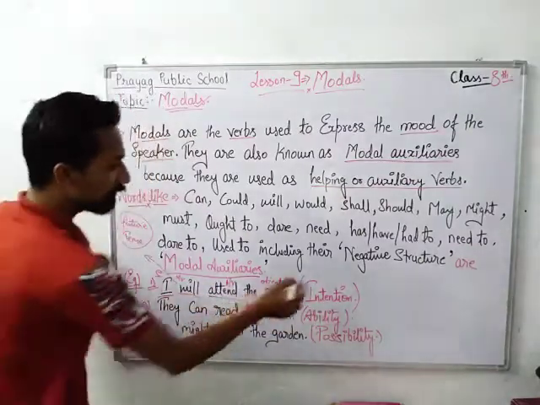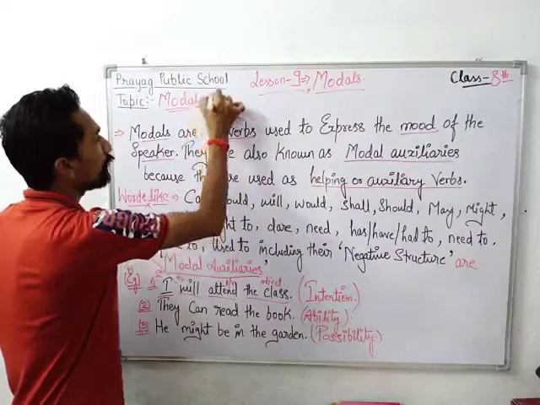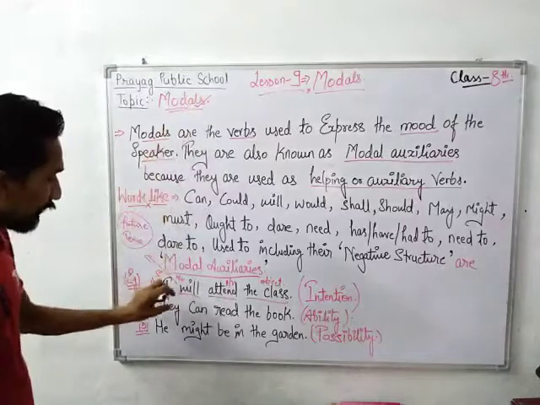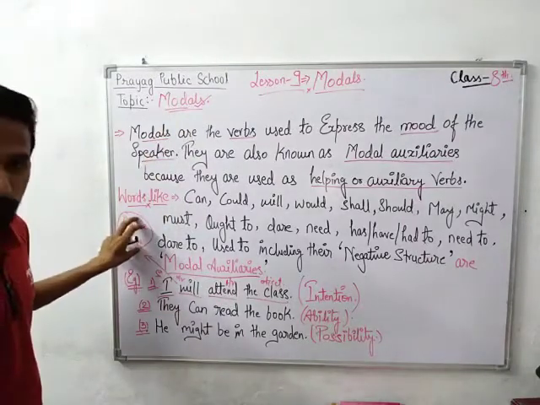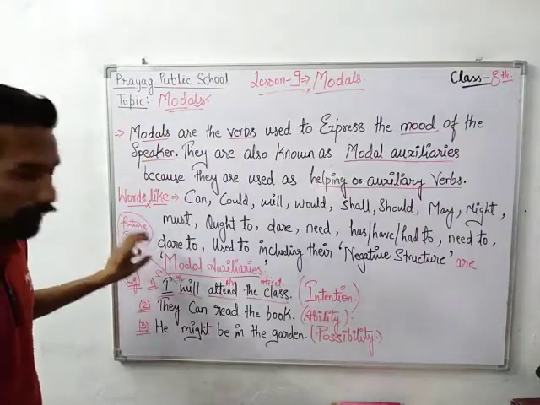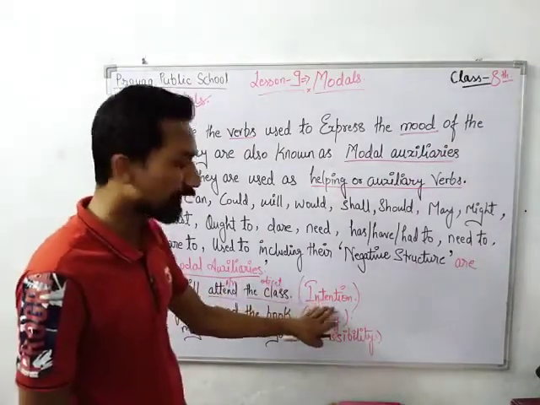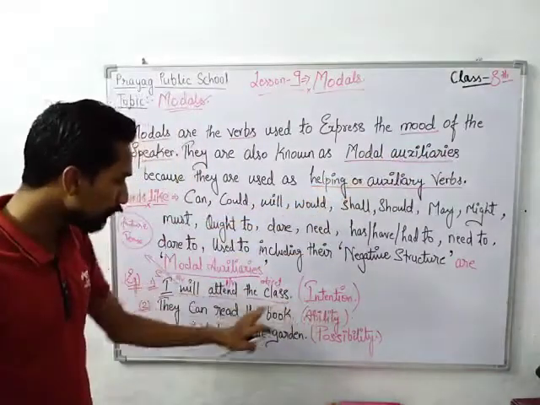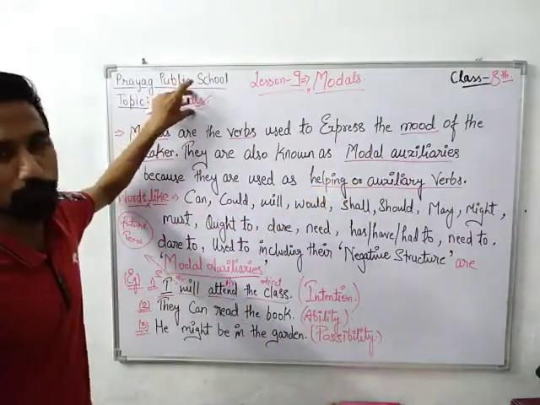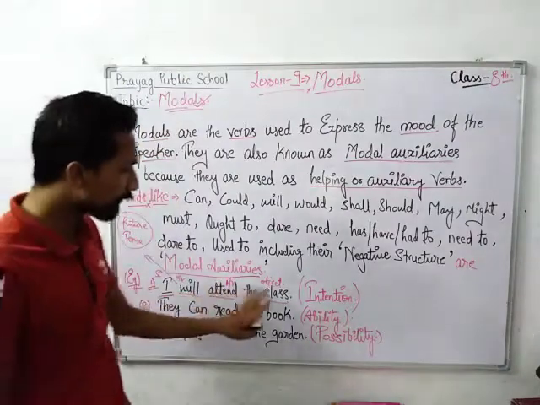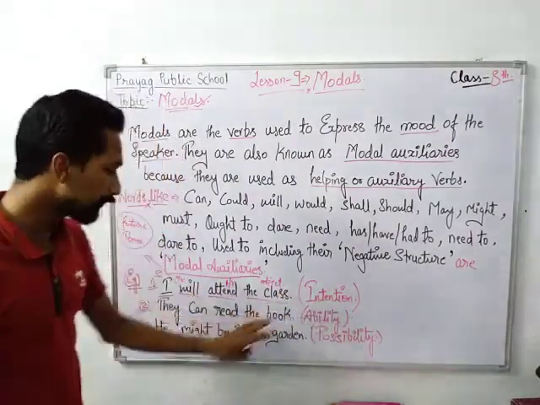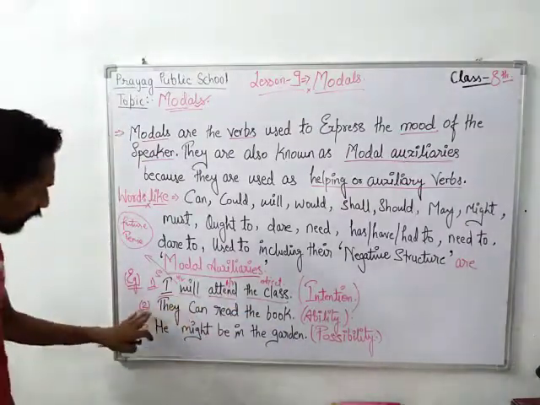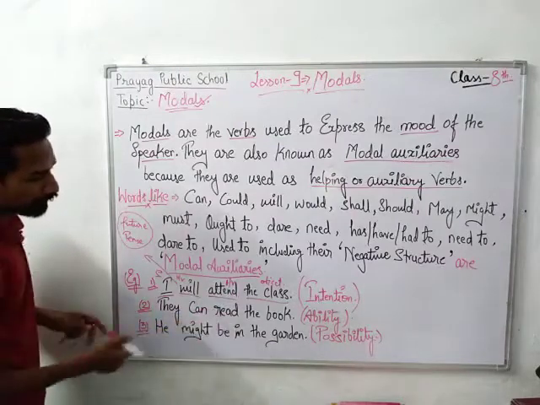और इसी वजह से इंटेंशन एक्सप्रेस करने की वजह से this will is acting or falling under the category of modal, right? So that means will is not only acting as a future tense or tense word, but it is also showing the intention. That means somewhere the mood of the speaker, right? And that is why it is falling under the category of modal, right? So I will attend the class. That means it is showing the intention of the speaker that what he will do. He will attend the class.